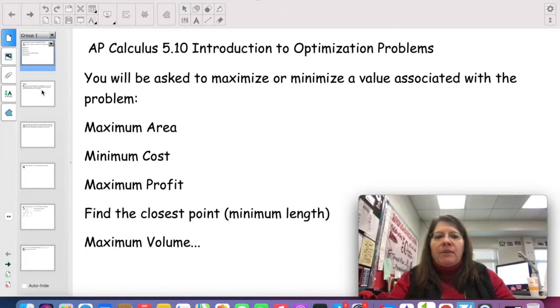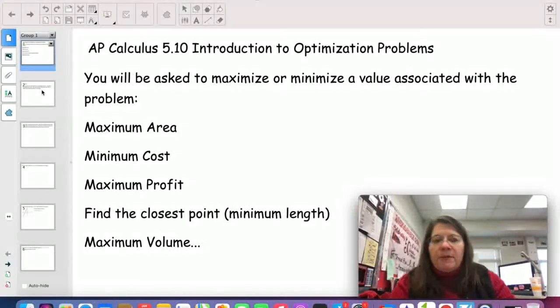This is AP Calculus 510, Introduction to Optimization Problems. In this section, you're going to be asked to maximize or minimize a value associated with your problem. You're going to be finding maximum area, minimum cost, maximum profit, and things like that.